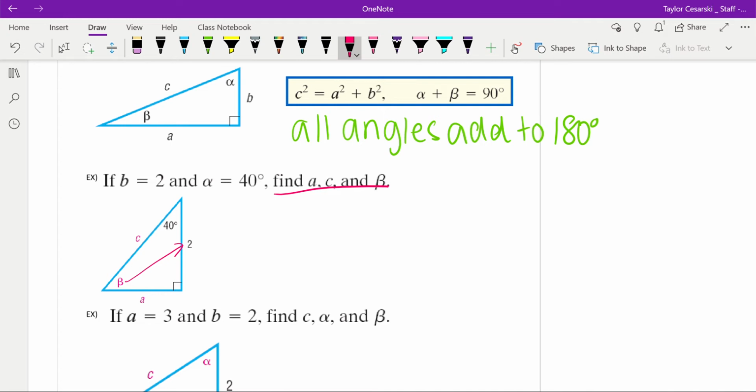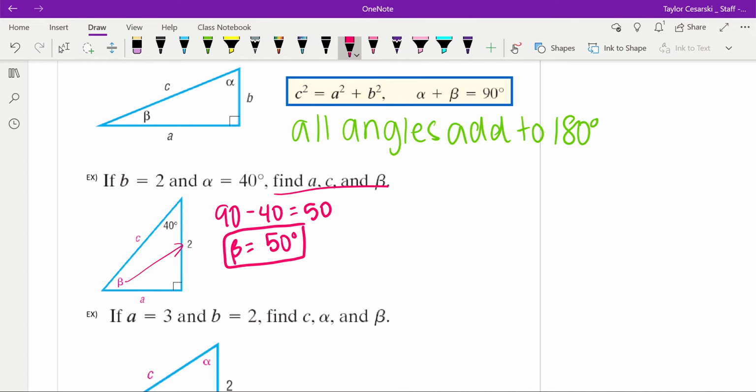Okay, so we need to find all of these things. So the first thing I'm going to do is find beta. So I have a 90-degree angle and a 40-degree angle. So 90 minus 40 equals 50. So beta equals 50 degrees. Okay, so that's my missing angle there.